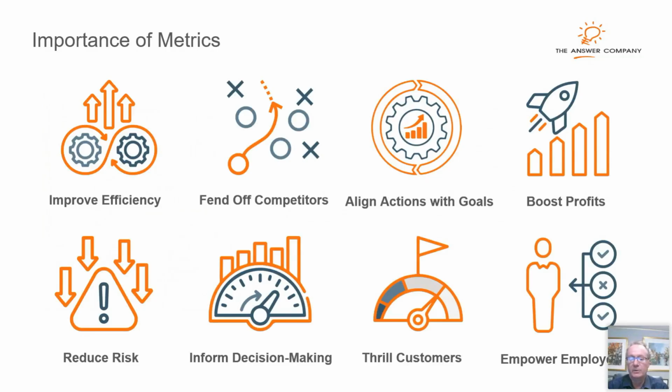Second, outmaneuvering your competitors. There's a lot of things that we can do to track metrics on market share or pricing. Could be sales performance against competitors, so that we can use those metrics to fend off competitors. Aligning our actions with your business goals. You often think about something like growing revenue by 5%. Well, how are we going to do that? There needs to be a process in place, and they need to measure whether or not you're attaining those goals.